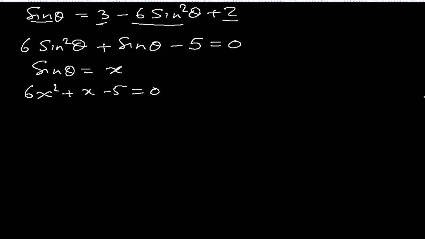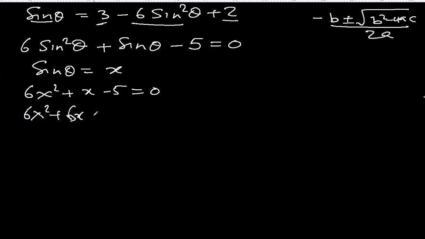and it will be easy by this method to factor this, and I will hurriedly factor this. You can use your calculators if they're capable of solving this. Otherwise you can use the quadratic formula, minus b plus minus the square root of b squared minus 4ac, over 2a. But I think this will be easy to solve by factoring, so I'm doing this. So 6x squared plus 6x minus 5x minus 5 equal to 0.